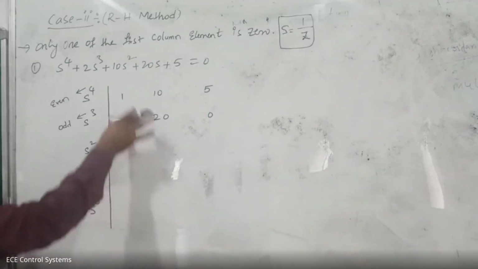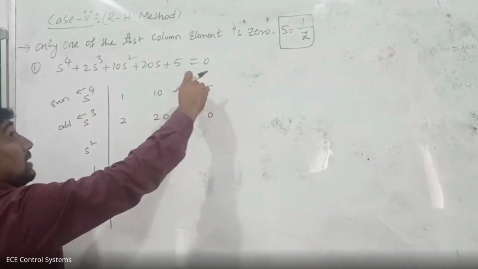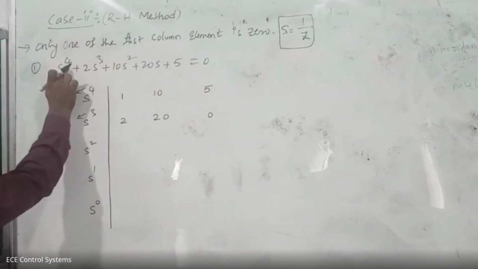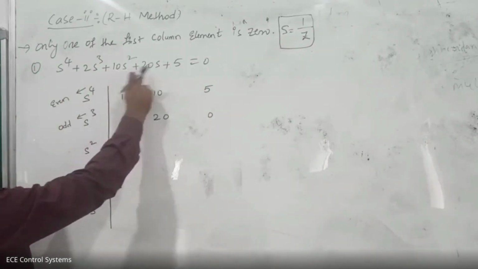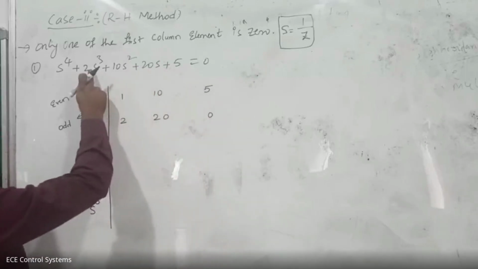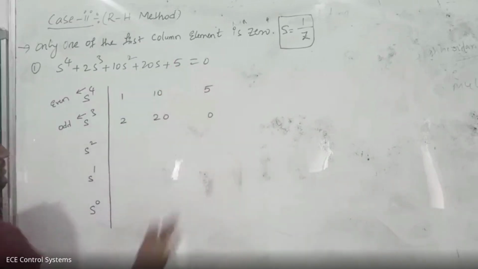From the 5 terms, the first row comes from the even powers. For example, this is an even power, and what is its coefficient? 1, and the next is 10, the next is 5. Then the odd powers: 2 and 20. The next one is 0.